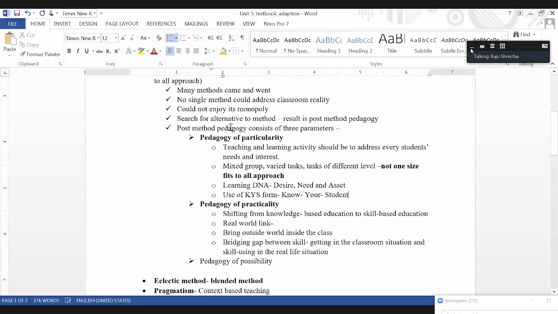Okay. So we use what? Varied level of tasks. We use what? DNA, learning DNA, we find out. And we use what? KYC form. Then we design tasks to address their needs and interest. And practicality, yes, you understand, this is a link between the outside world and inside the classroom. So this can be what? Bridging this gap and providing students what they need outside the classroom.